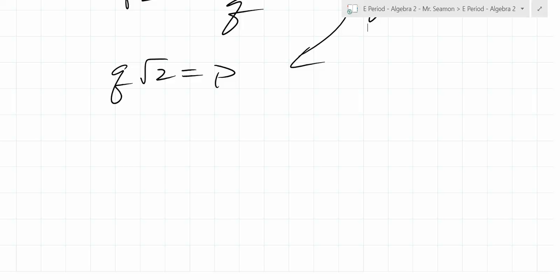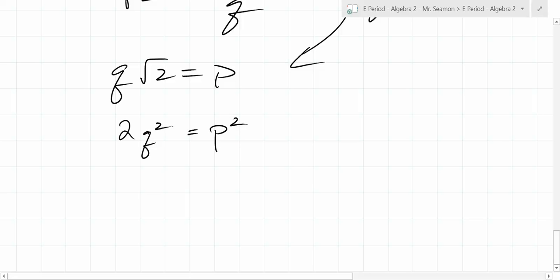I'm going to square both sides, okay? I am not telling you why I'm doing this. You just need to tell me if I'm allowed to do that. Could I square both sides? If I square both sides, what does the right-hand side become? P squared. Can someone tell me, if I square the left side, what does the left become? 2Q squared. Because if you square the square root of 2, what is the square root of 2 times the square root of 2? 2. What's Q times Q?